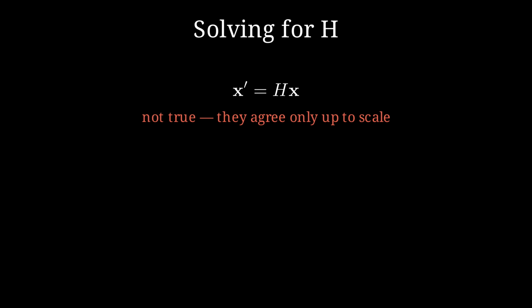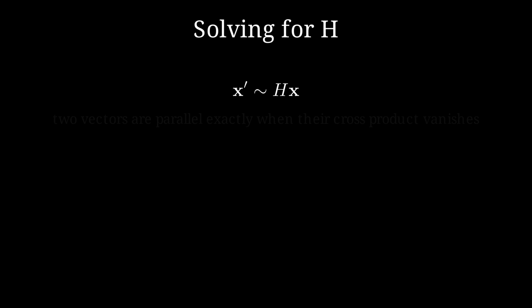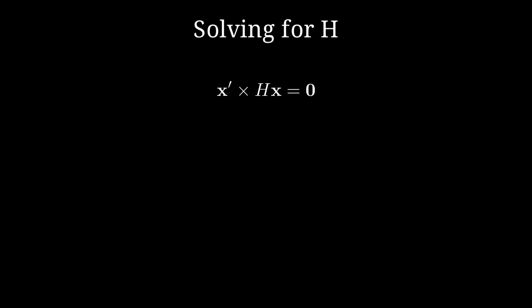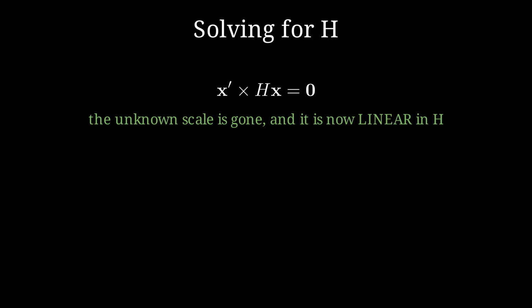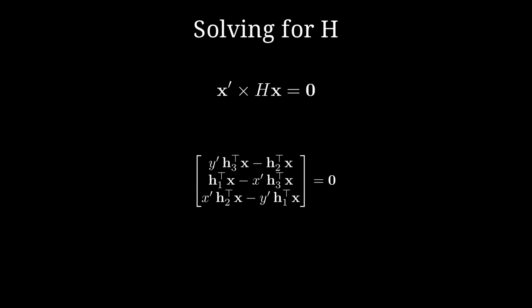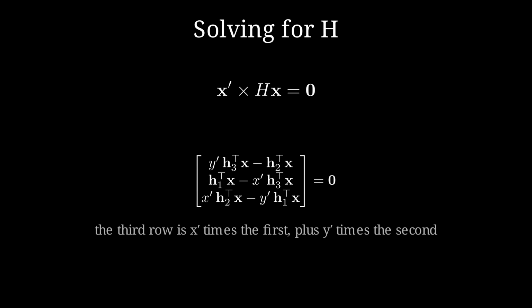Start with the obvious thing and then notice it's wrong. x' equals Hx is false. It's only true up to that scale factor we just talked about, and we don't know what the scale factor is. So we can't use an equal sign, and we can't solve an equation we can't write down. Here's the move. 2 vectors point the same way exactly when their cross product is 0. Not roughly 0, exactly 0. And it doesn't care what the scale is. So write it that way. x' cross Hx equals 0. The unknown scale is gone. And look at what kind of equation this is now. Every entry of H appears linearly. That's why this ends in a matrix solve instead of an optimizer.